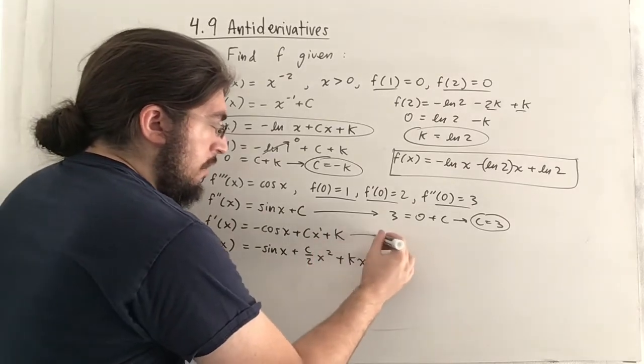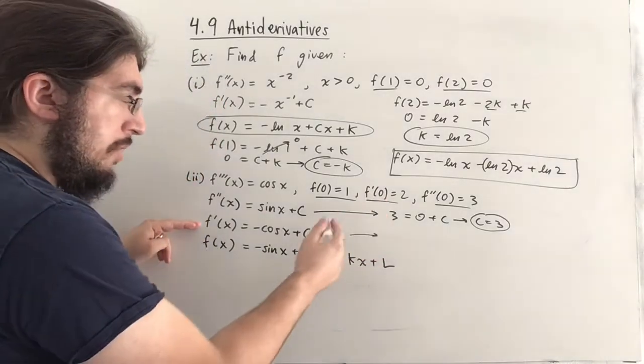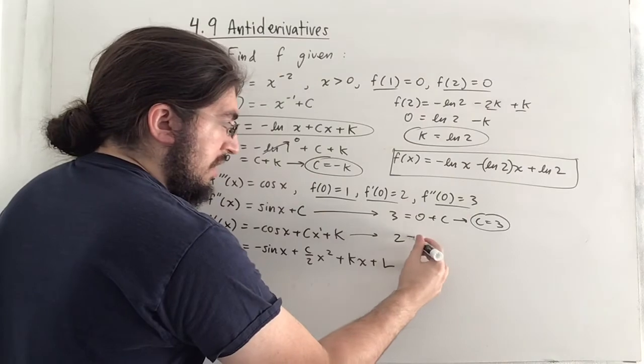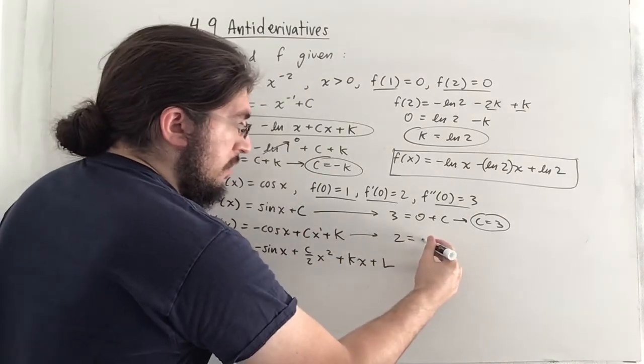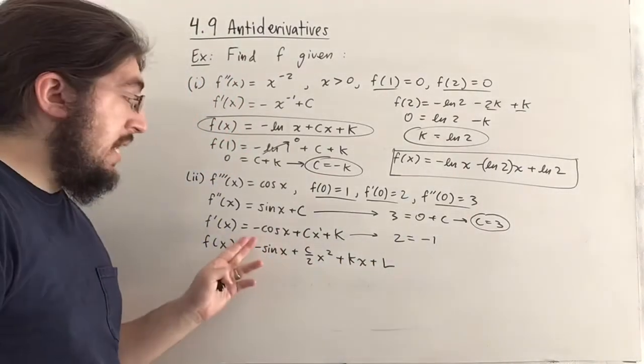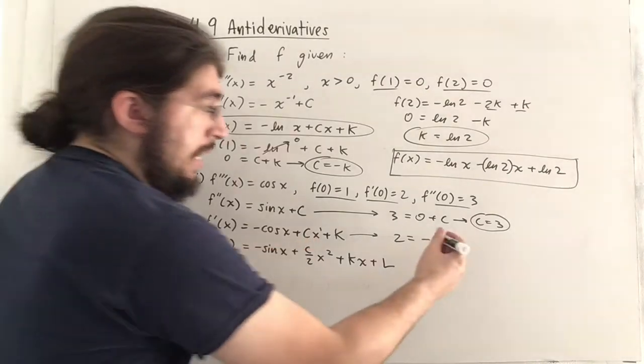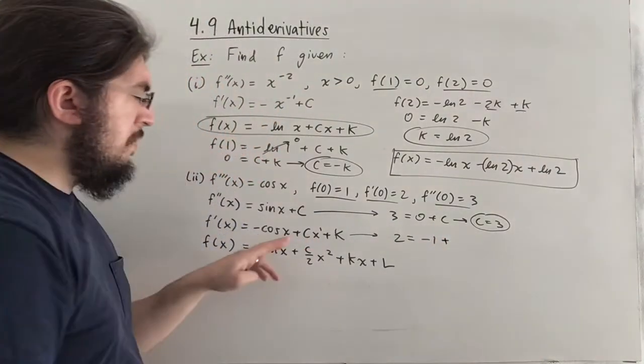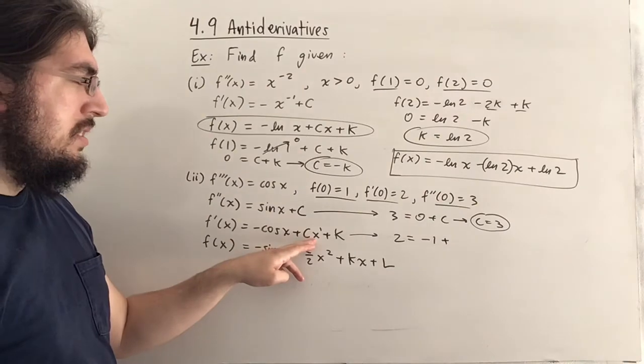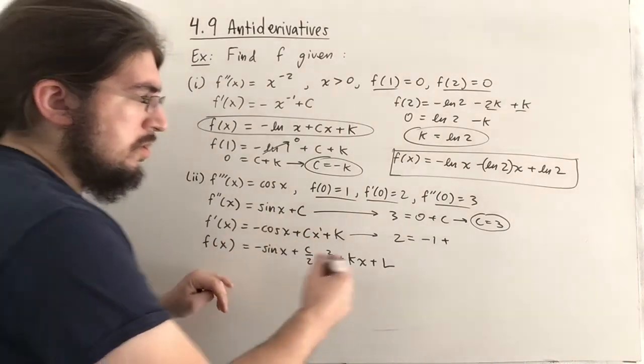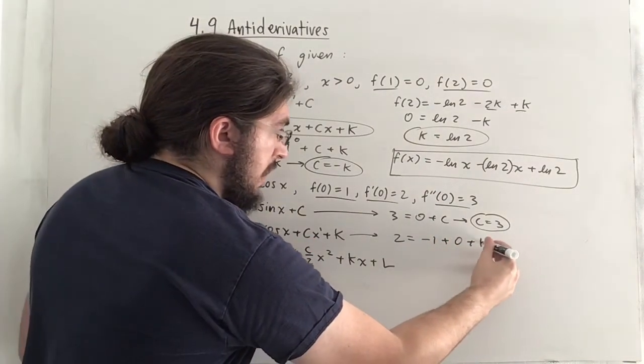So now here, when we plug in 0, f prime of 0 is 2, so that's going to give us 2 is equal to negative cosine of 0. Cosine of 0 is 1, so that's negative 1, plus cx, but x is going to be 0. So that goes away actually, so plus 0 plus k. There we go.